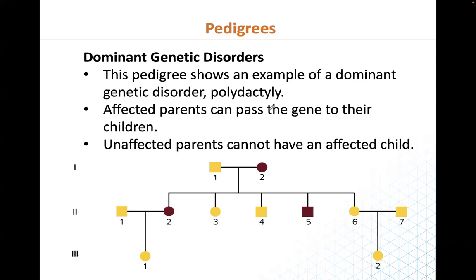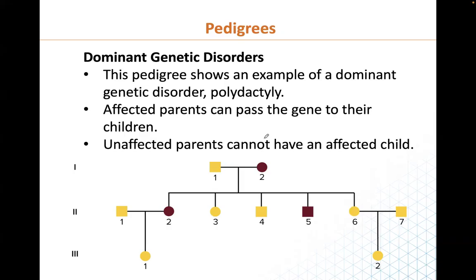So the affected parents can pass the gene to the children. Unaffected parents cannot have affected children. So the pedigree shows an example of a dominant genetic disorder called polydactyly. Polydactyly is actually when you have extra fingers or extra toes. So when you have extra fingers or toes, you have polydactyly.